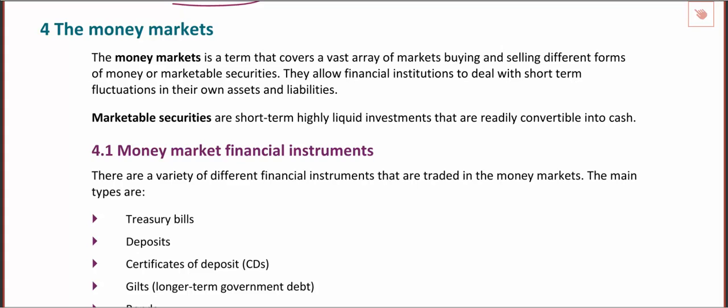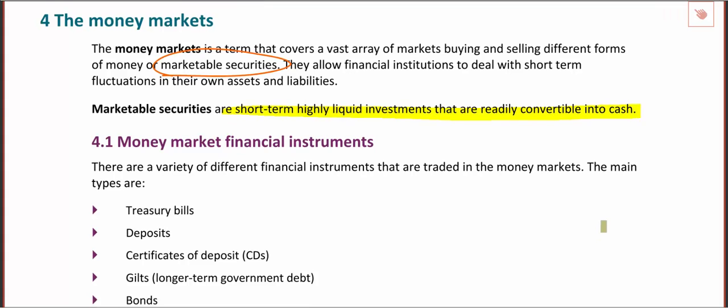Okay, so money markets. Money markets is essentially a place that we come together to buy and sell investments. If you want to think of that in terms of borrowing or lending money, that's absolutely fine. We've got this phrase here, marketable securities. So rather than investments, we use this term marketable securities, and we've got the definition underneath. Short-term, highly liquid investments that are readily convertible into cash.